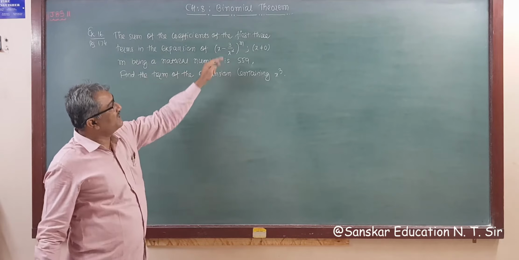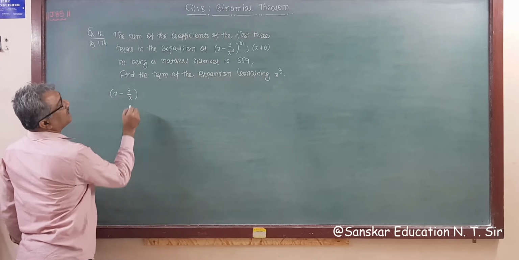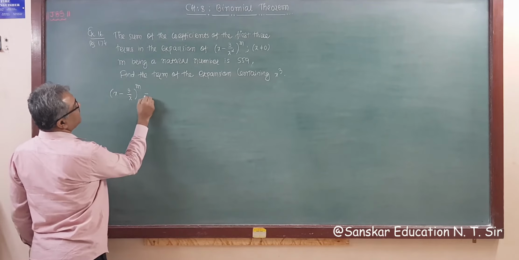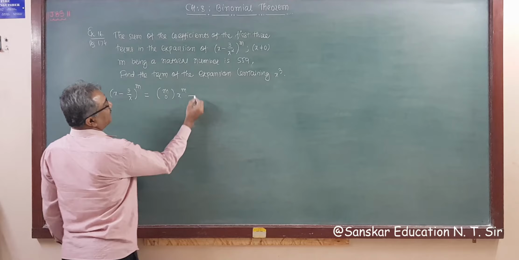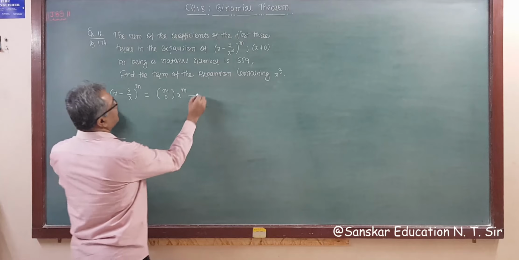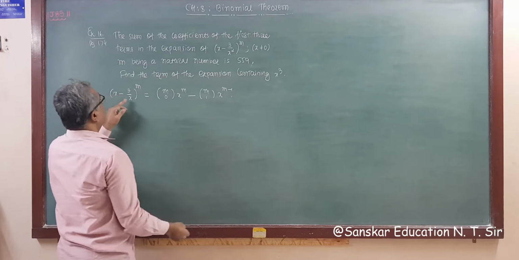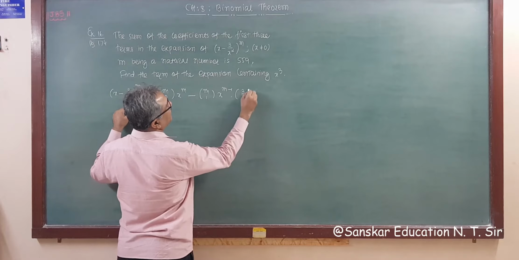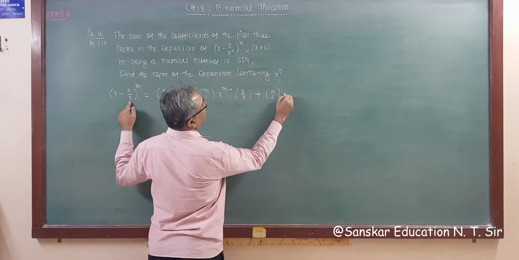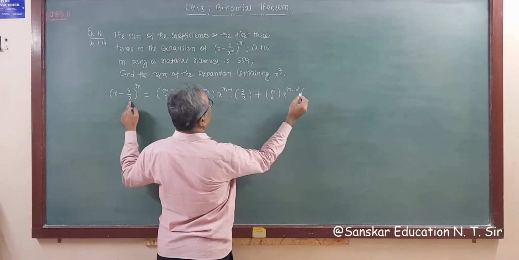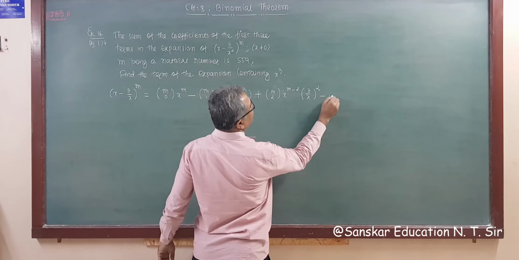So the expansion of x minus 3 by x, whole raised to m, is equal to mC0 x raised to m, then there is a minus, so minus mC1 x raised to m minus 1 into 3 by x, plus mC2 x raised to m minus 2 into 3 by x whole squared, and so on.